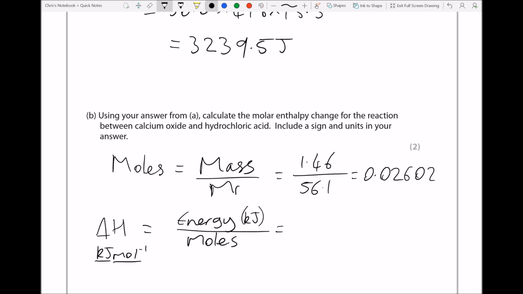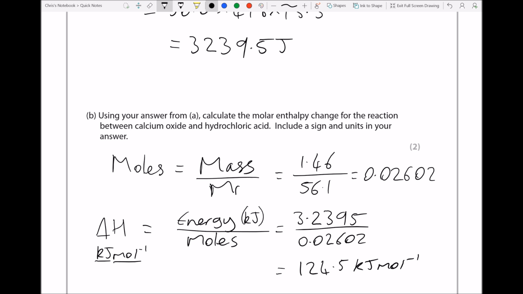So energy, in this case, was... now we've got to convert this into kilojoules. So there's the energy there. This is in joules. To convert it to kilojoules, we divide by 1,000. So we go 1, 2, 3 places back. And this is going to be 3.2395, and remember, that's in kilojoules, divided by the total number of moles, which we just worked out was 0.02602. Now, obviously, we'll get our answer. You put your number in, which should give you 124.5 kilojoules per mole.